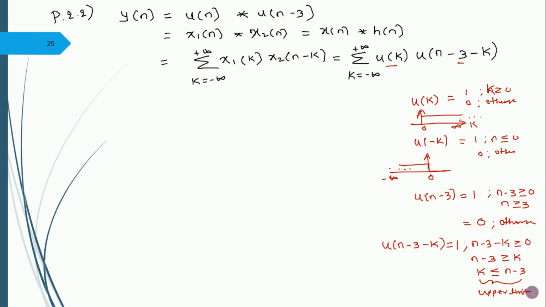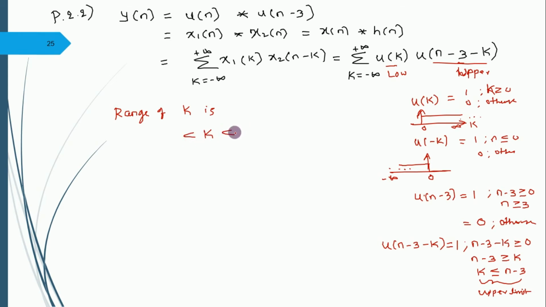Upper limit of summation we decided. What about the lower limit? Lower limit is u of k. This decides the lower limit, and this decides the upper limit. So the lower limit is k greater than or equal to 0, for k greater than or equal to 0 till n minus 3. So that is the range of k.